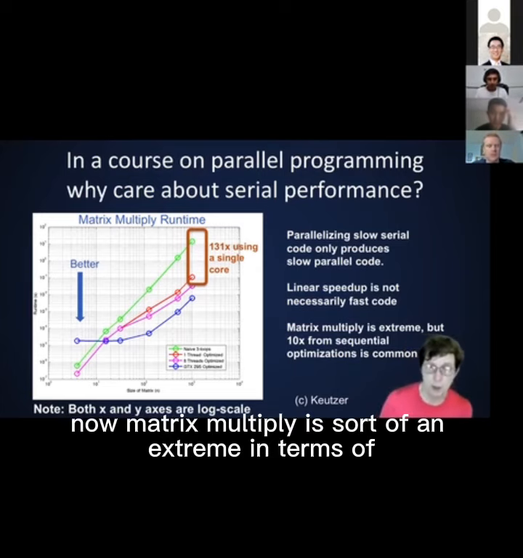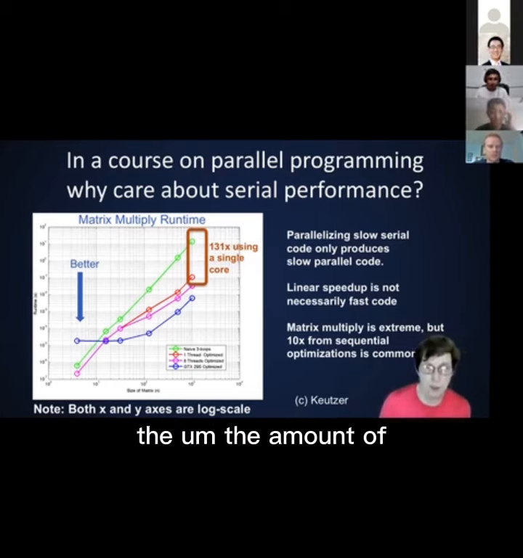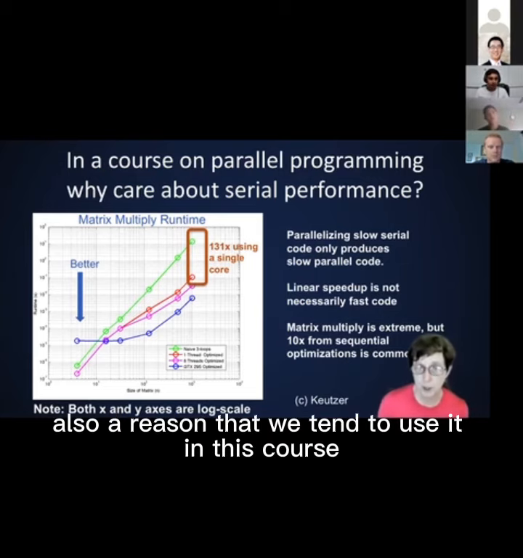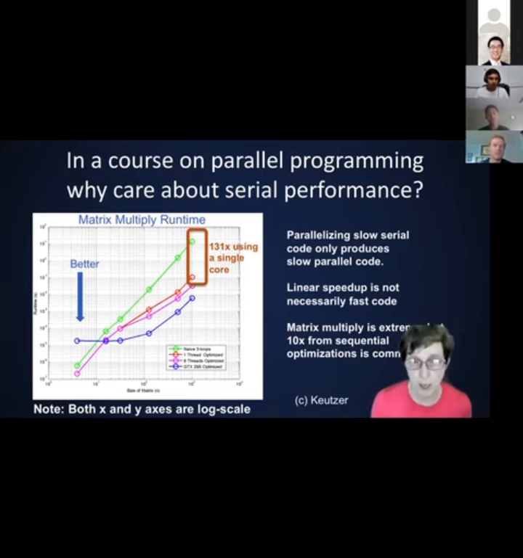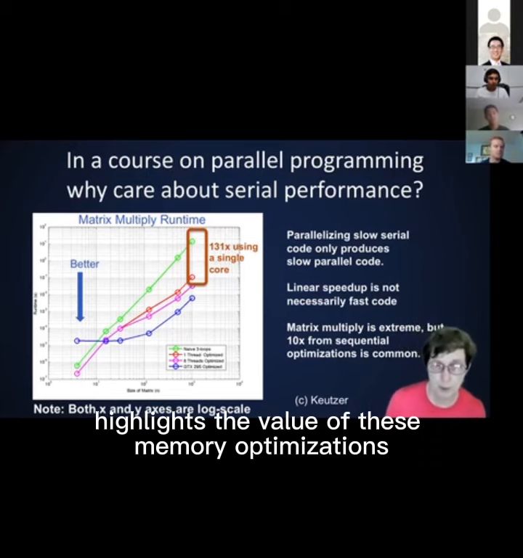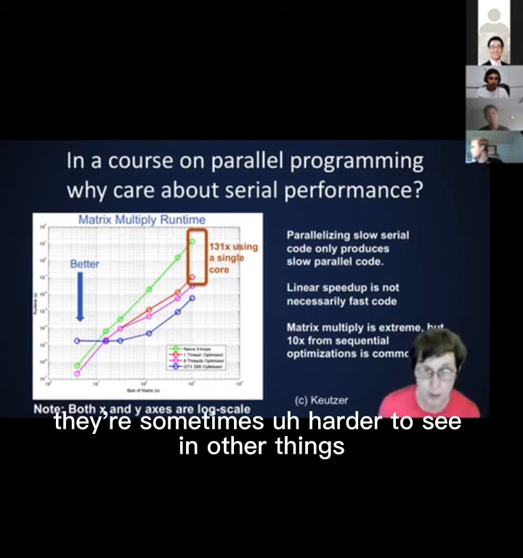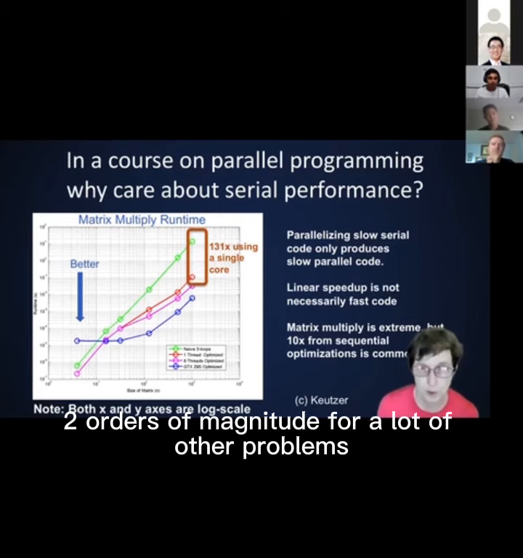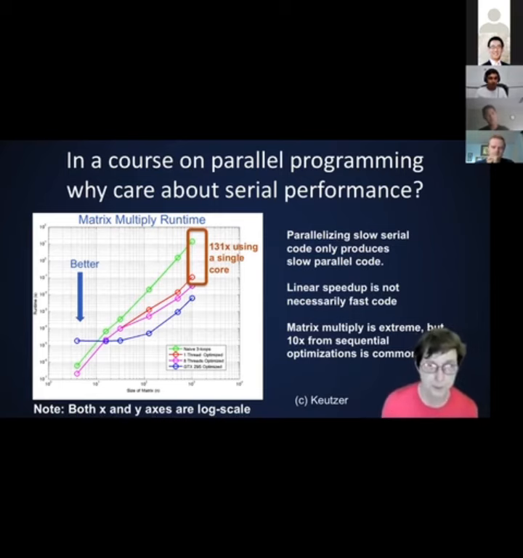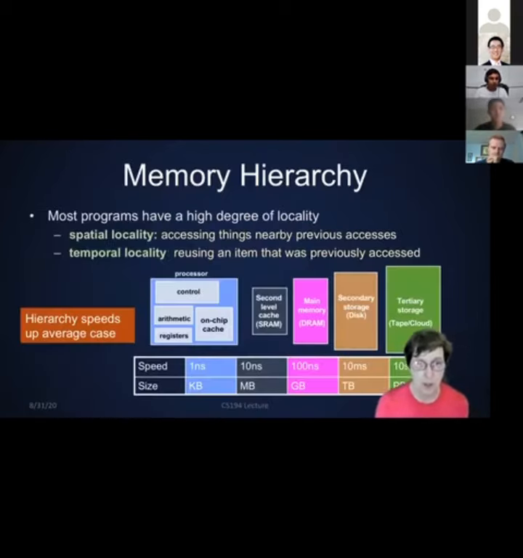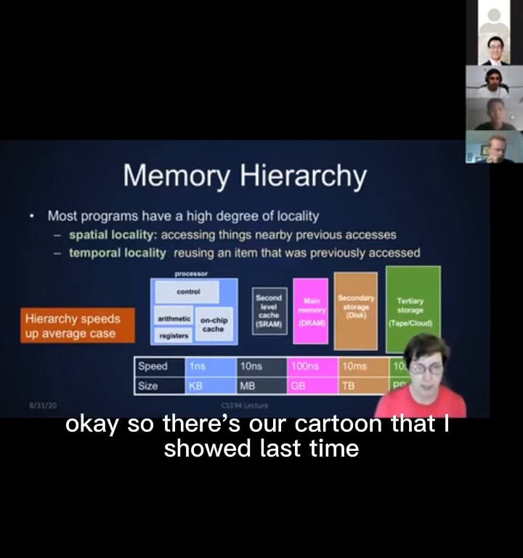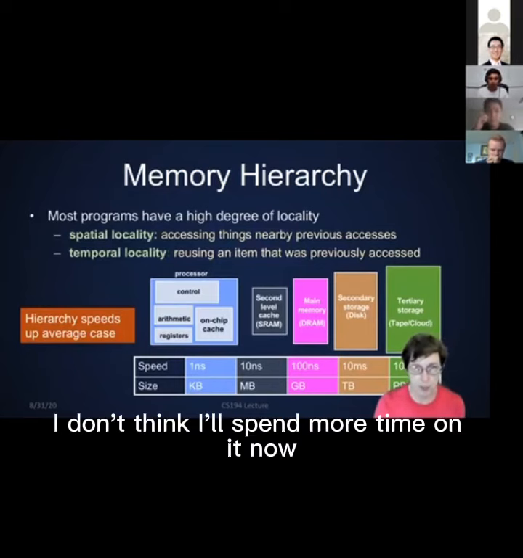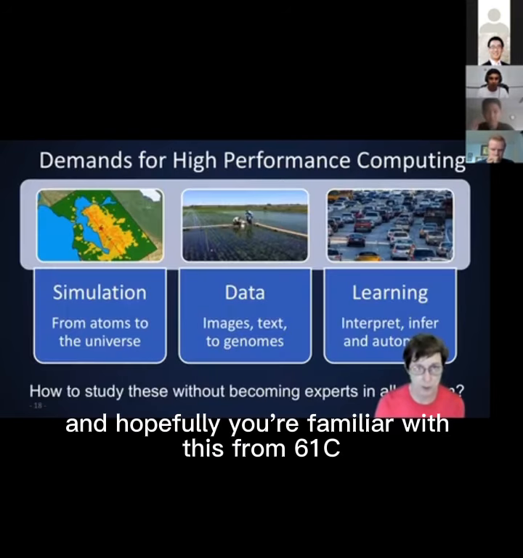Now matrix multiply is sort of an extreme in terms of the amount of speedup that you get from some of these kinds of optimizations. That's also a reason that we tend to use it in this course, because it really highlights the value of these memory optimizations. They're sometimes harder to see in other things, although it'll often be an order of magnitude rather than 2 orders of magnitude for a lot of other problems. Okay, so there's our cartoon that I showed last time of our memory hierarchy. I don't think I'll spend more time on it now, and hopefully you're familiar with this from 61C.